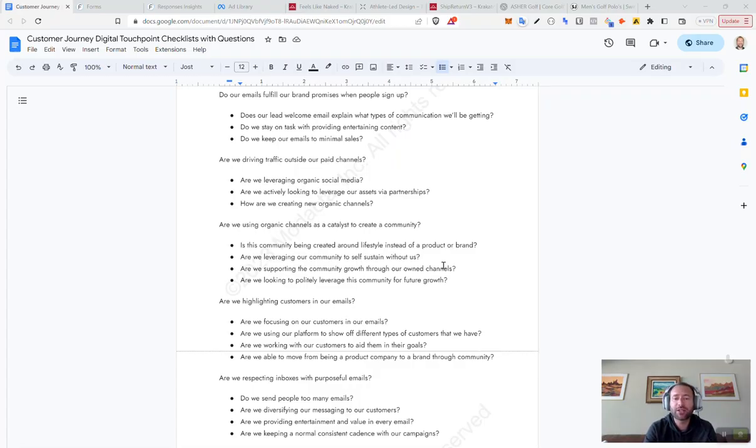Are we able to move from being a product company to a brand through community? Very difficult to do. I dare say almost impossible to do. There's very few that have been able to do it. Red Bull has been able to do it.